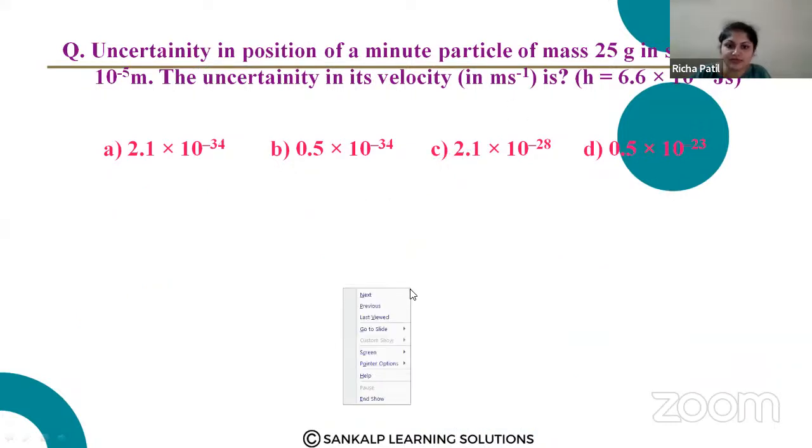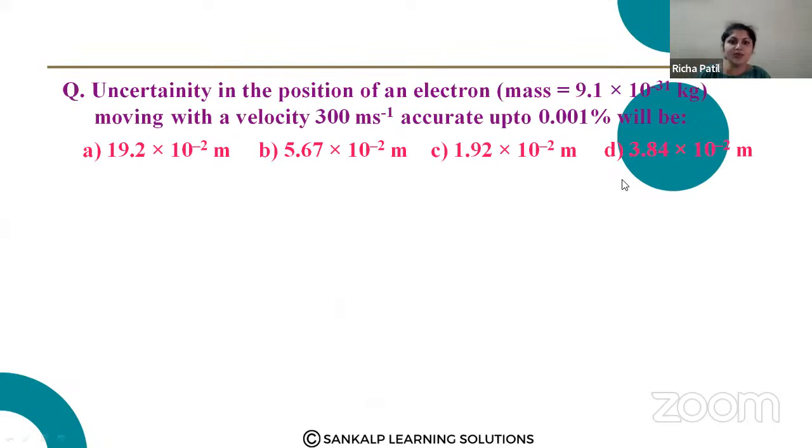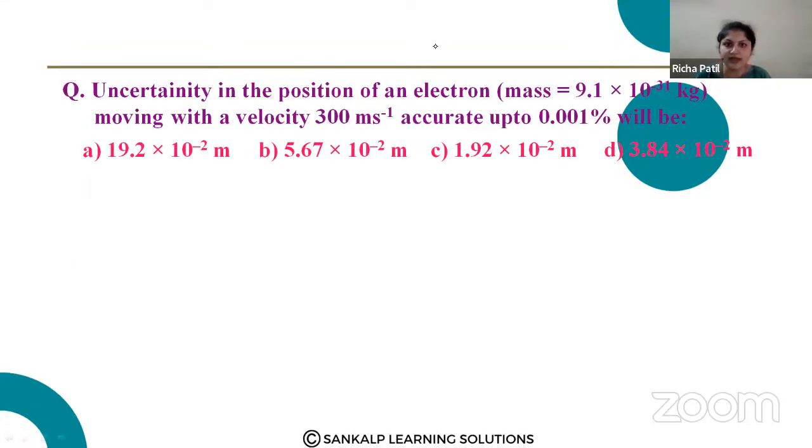So next we'll see uncertainty in the position of an electron. Here you have to find the uncertainty in the position of an electron whose mass is given as 9.1 into 10 raised to minus 31 kg, moving with a velocity of 300 meter per second, accurate up to 0.001%. So what are the given terms? We'll see.